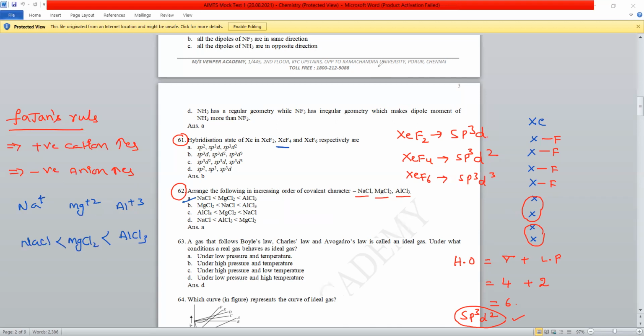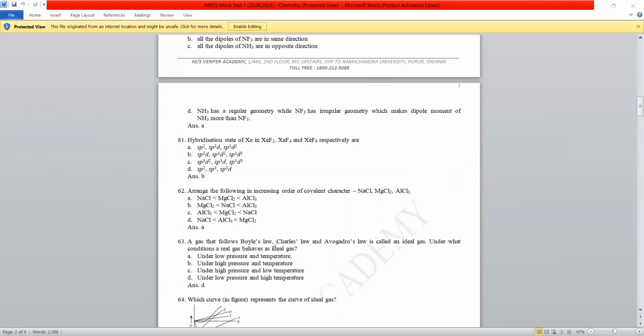So next let's go for question number 63. What is the question? A gas that follows Boyle's law, Charles's law, and Avogadro's law is called an ideal gas. Under what conditions does a real gas behave as an ideal gas?